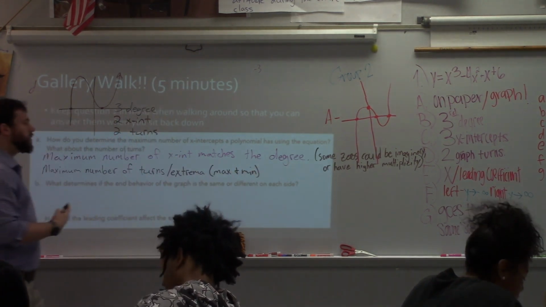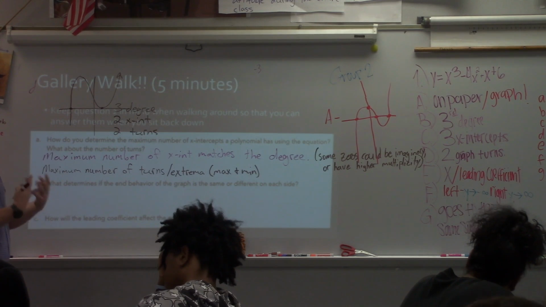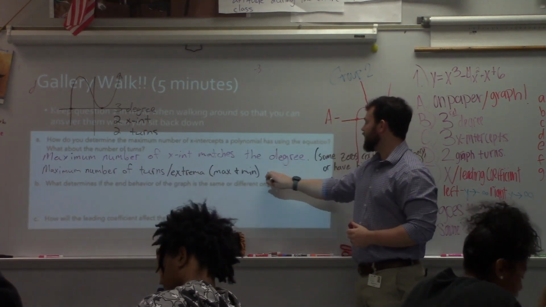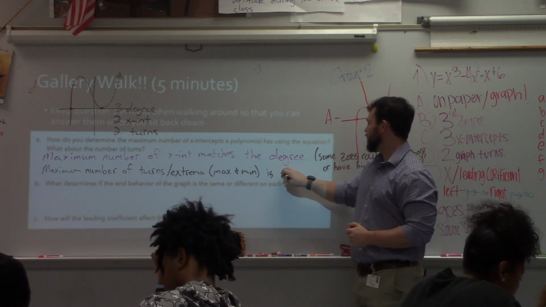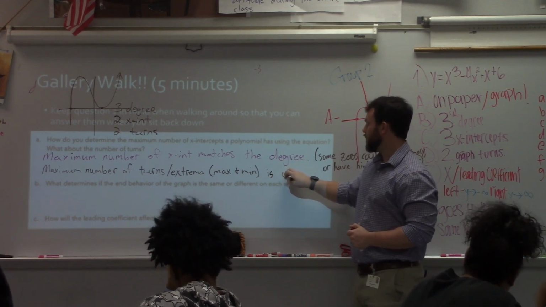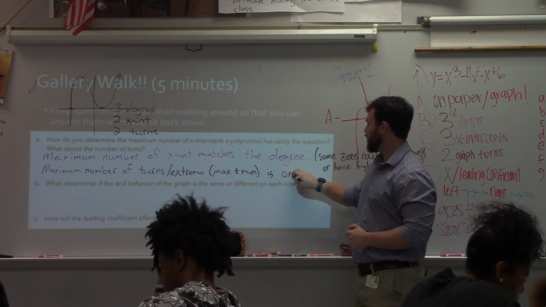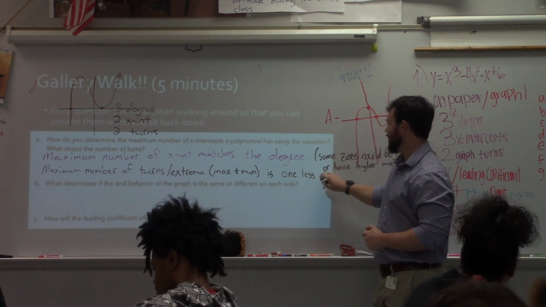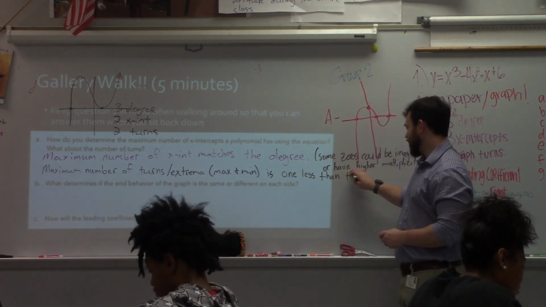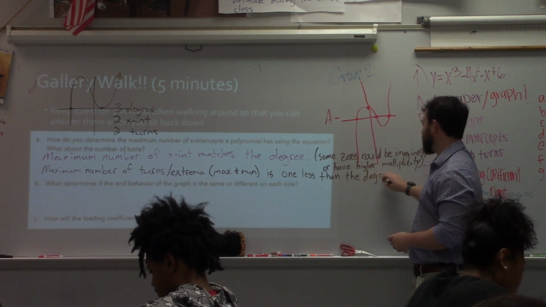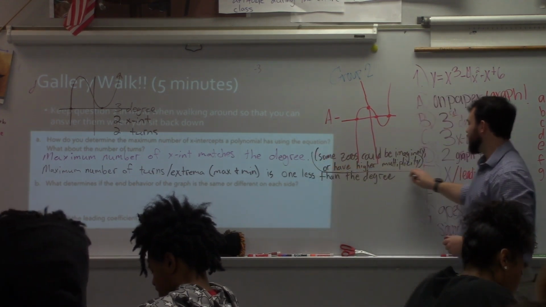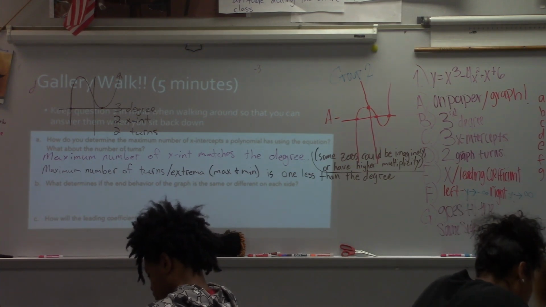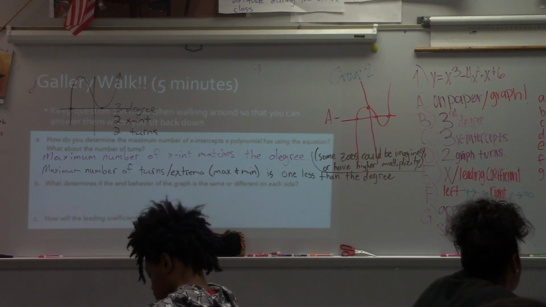When we talk about the turns, we're talking about the maximum, we're talking about the minimum. That's where the graph is turning. So the maximum number of turns is what? One less than the degree. Remember, that's what we just looked at around the room. It's not necessarily based on the x-intercepts, but it is based on the degree. The maximum number of turns or extrema is one less than the degree.